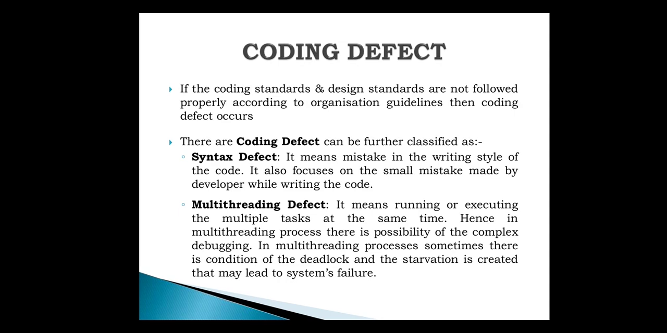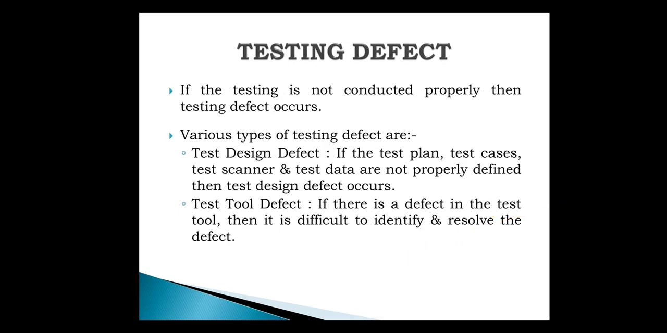A cycle is created, and all processes are waiting for each other. That is the phase of deadlock. If a deadlock occurs, then all processes are going to be stopped. That is called starvation, and the system is going to fail. This is the actual problem of multi-threading, so we have to consider this also while writing the code. This is a main example of coding defect. We'll proceed further. Next is testing defect.